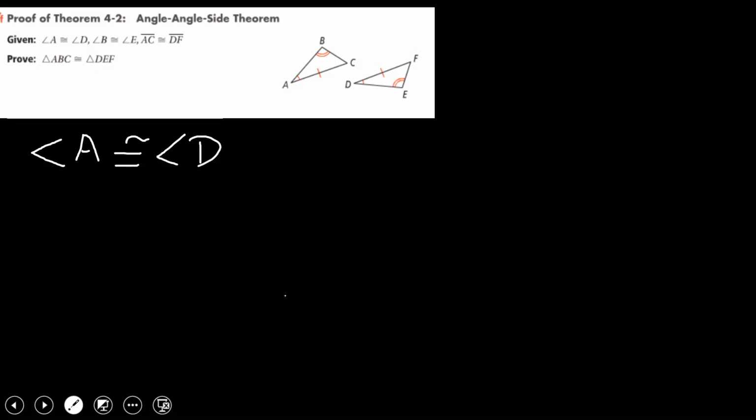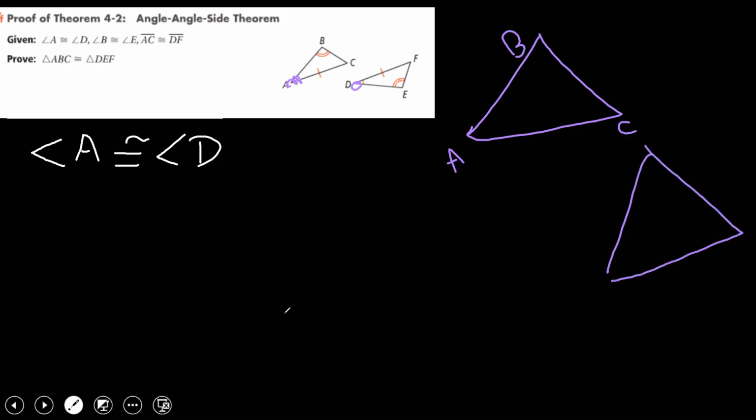Angle A is congruent with angle D. Okay, I will draw them here too. Here we have A, B, C, and another triangle, let's draw it as D, E, F. I want to draw them as corresponding.